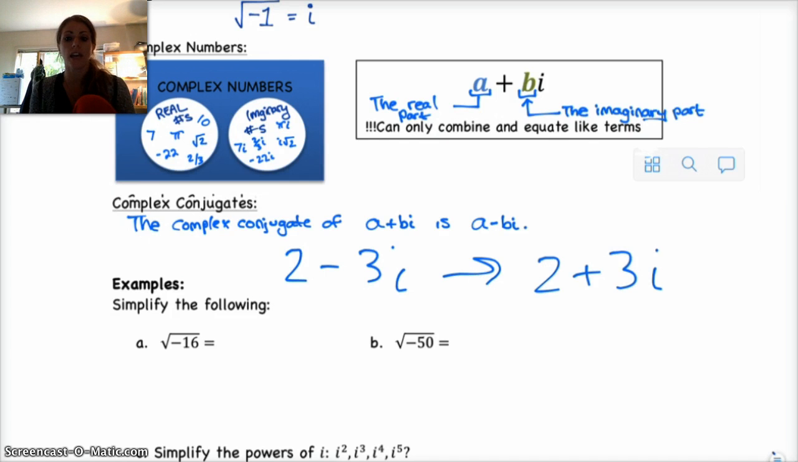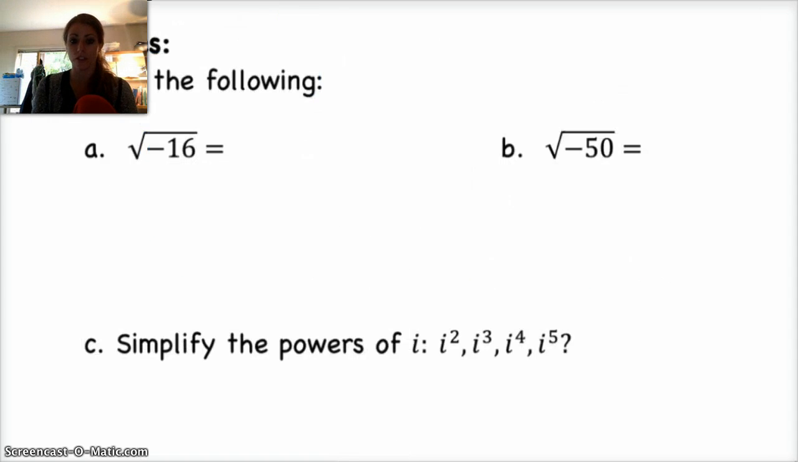Okay, it's just a vocab word. There's nothing significant about it just yet. There will be, and we'll talk about it. But really, all you need to know is the vocab word at the moment, and that it's making the imaginary part negative, not the second part, but the imaginary part. Okay? So let's try a few examples.